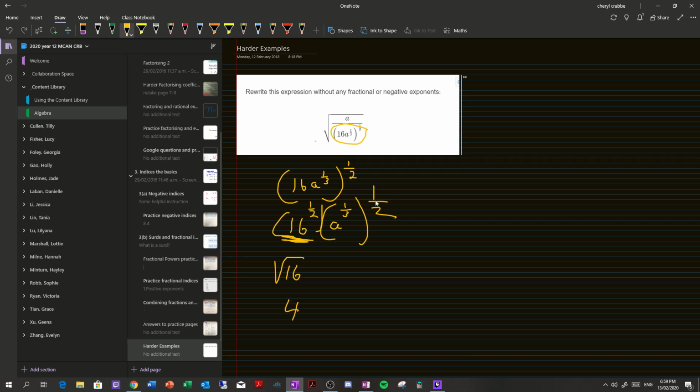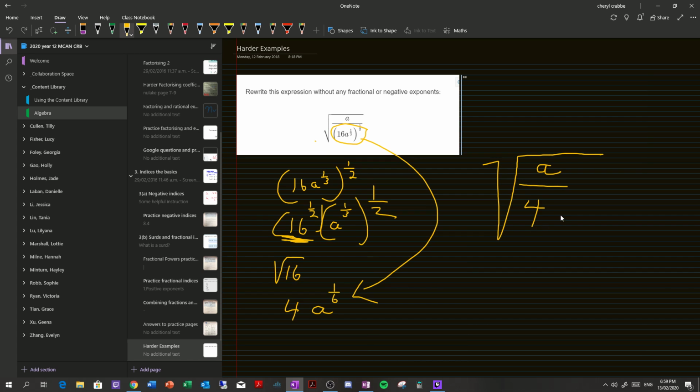Now the a to the 1/3 to the 1/2 exponent is a power of a power, and we know that what we do with that is we simply multiply the exponents together. So we get that. So this thing becomes this. So we're going to stick that back in, and now it becomes something a lot easier to deal with, like that.